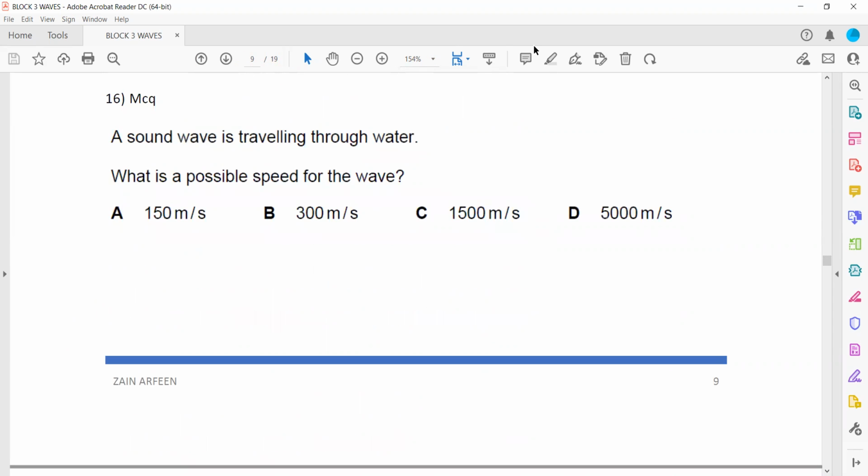A sound wave is traveling through water. What is the possible speed of the sound wave? The speed of a sound wave can be given for gas, for liquid, or for solid. So C is the right answer: 1500 meters per second is a possible speed of sound in liquid.